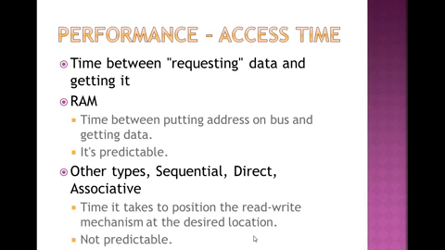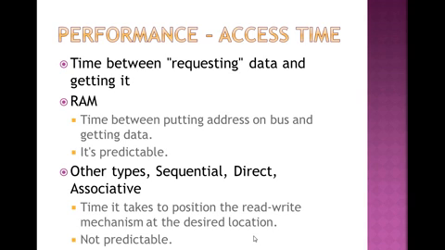Now, performance and access time. Till now we have discussed four ways in which data can be accessed from the memory. Then performance, that is the access time, is the time required to access the data. This is the time between requesting the data and getting it. Suppose the computer requests the data because it needs it, and then the computer gets the data. There is a time gap between the requesting and the getting. That time gap is known as the access time.